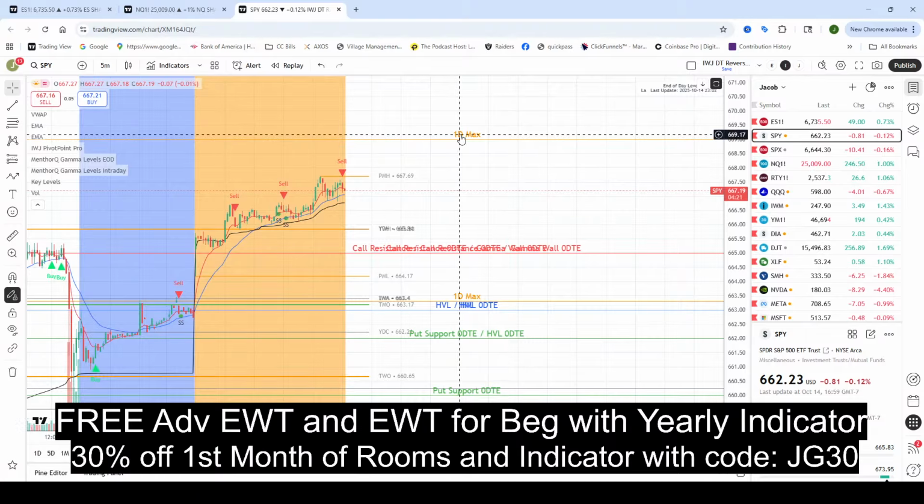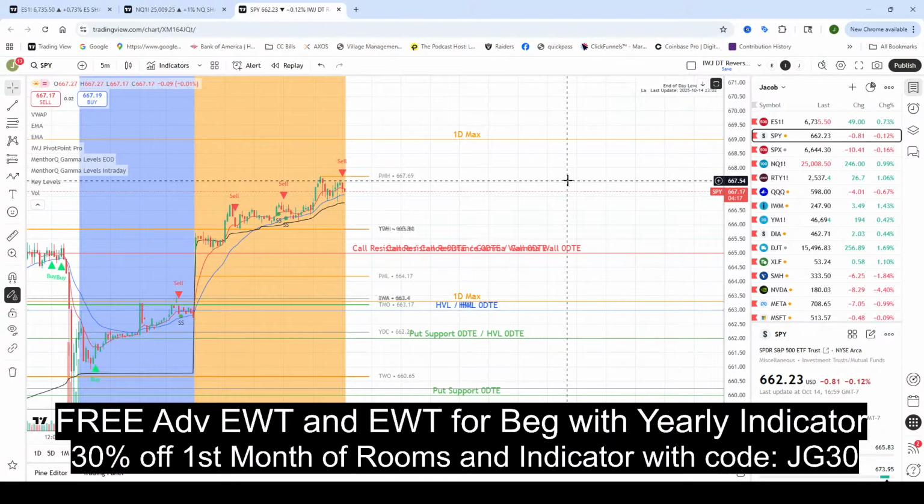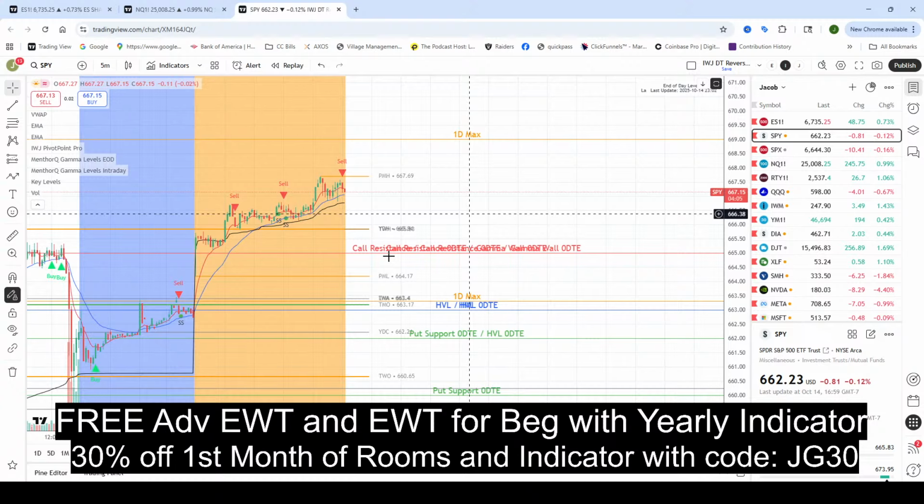Now on the screen, you do see 2 one-day maxes. That is not a normal occurrence. What we have right now is higher volatility than we've had recently, and so the market makers are a little bit unsure. And so we have 2 one-day maxes. They are through this one-day max pretty decisively.